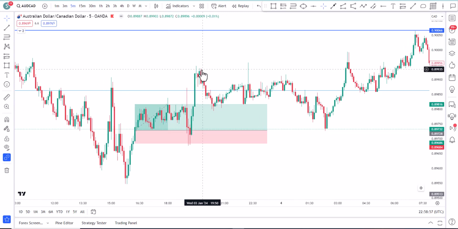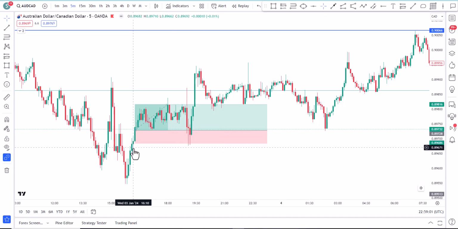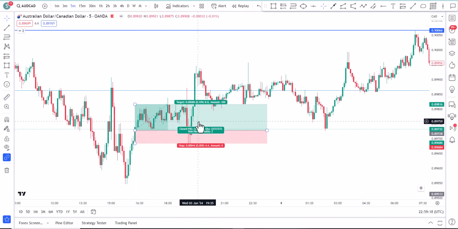So you realize that I could have placed my stop loss a little below this region. If you are trading, you know that this is a low where I can actually keep my stop loss. But I decided to keep it under this, from the fair value gap. I entered with the concept of fair value gap right here.